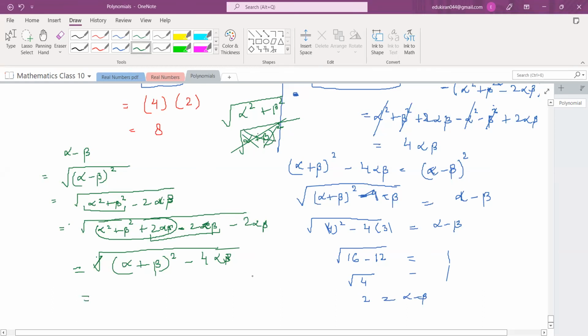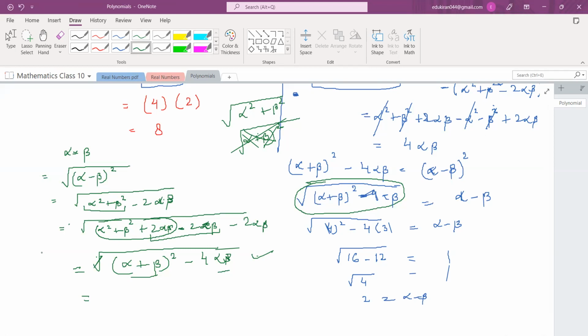Now see, you have arrived at the same result. This is the same step, isn't it? So here now put the value of alpha plus beta and alpha beta. So it doesn't matter from where you are starting. You can start the way I have started, or you can start from this step. You will arrive at the same result. One more I'm giving you. Now you will do it.